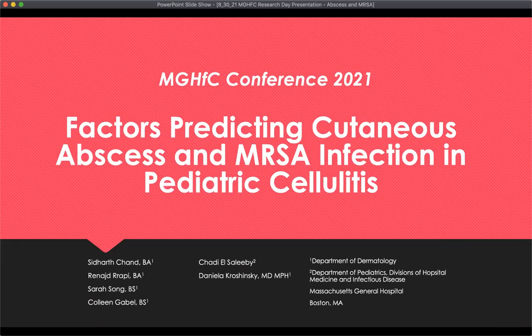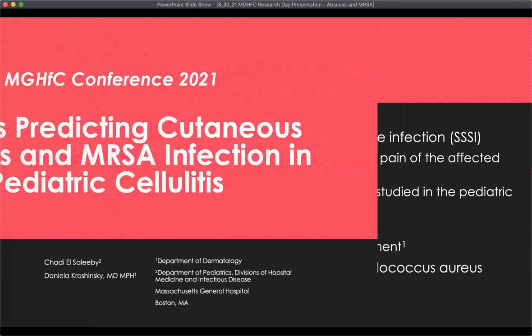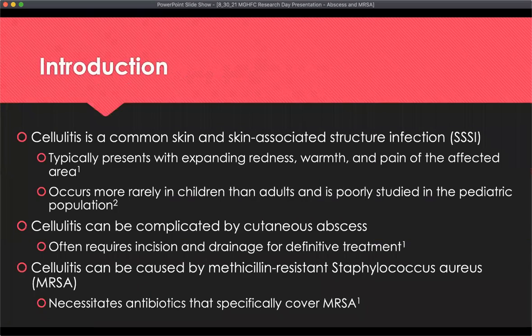Today, I'm presenting a project on factors predicting cutaneous abscess and MRSA infection in pediatric cellulitis. Cellulitis is a common infection of the skin and skin-associated structures that typically presents with expanding redness, warmth, and pain of the affected area. Such infections occur more rarely in children than in adults.